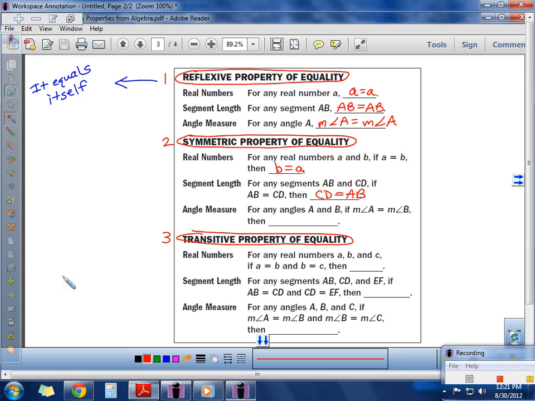Alright, the third one, dealing with angle measures. It says measure of angle A equals measure of angle B. What can we say? Correct. Measure of angle B equals measure of angle A. Good job.